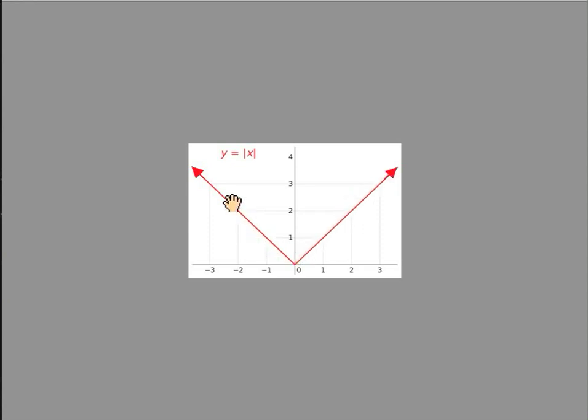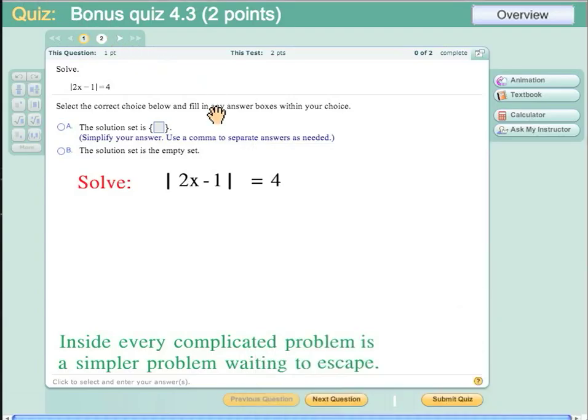But here's the takeaway for you that will help you in section 4.3. Notice that these two arms go off in two different directions, one to the left and one to the right. And that's the idea you need to safely navigate problems like this one right here. You need to realize that there's going to be two different paths to solution. The other idea that I think will help you here is this one, that inside every complicated problem, a simpler problem is waiting to escape.